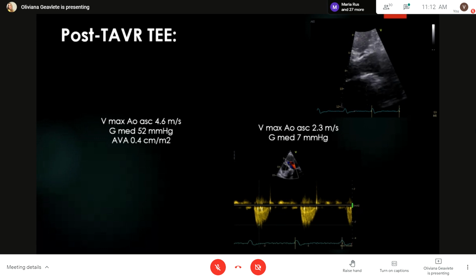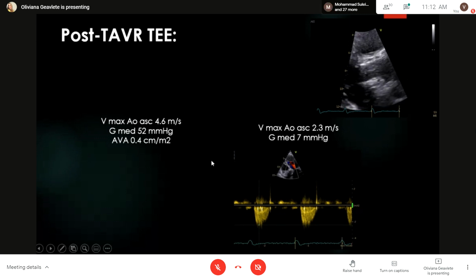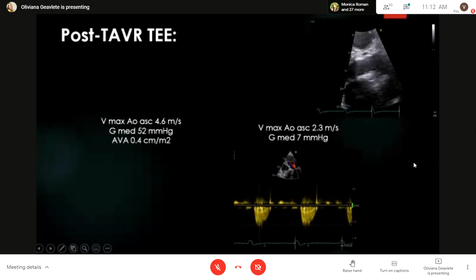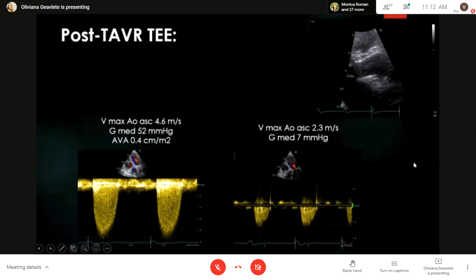After the intervention, you had a maximum velocity of 4.6. After the intervention, the velocity dropped to 2.3, and the medium gradient 7 compared to 52. This is a good result, a very good one after the intervention.